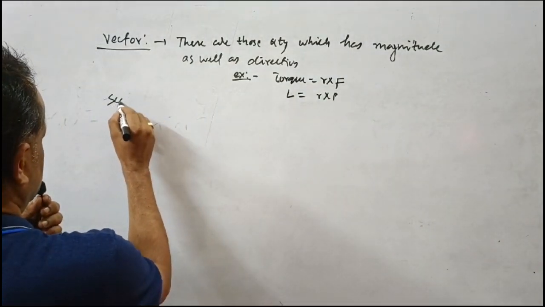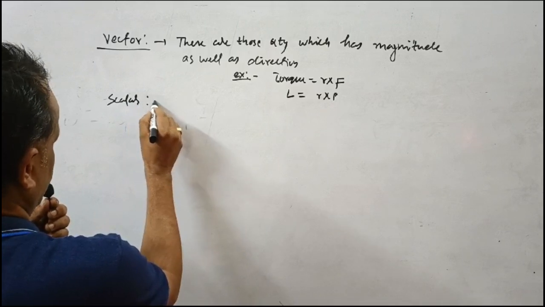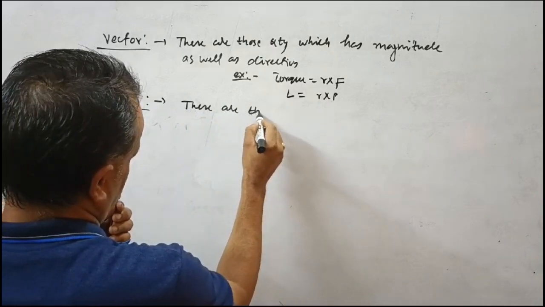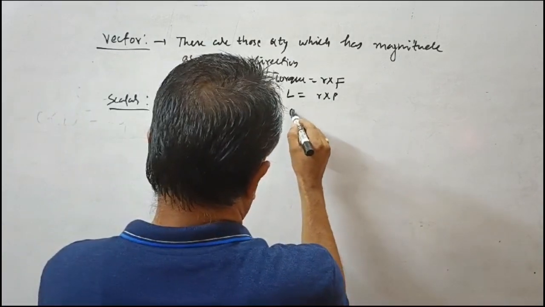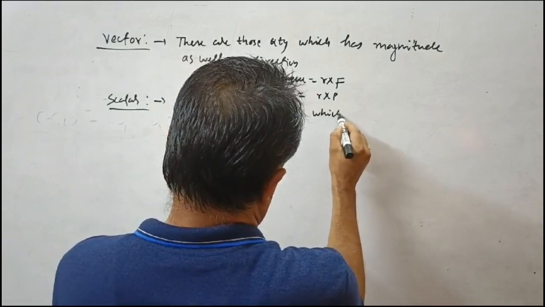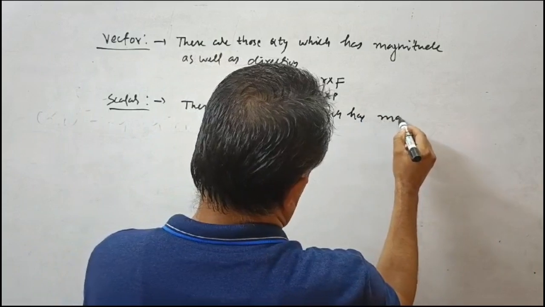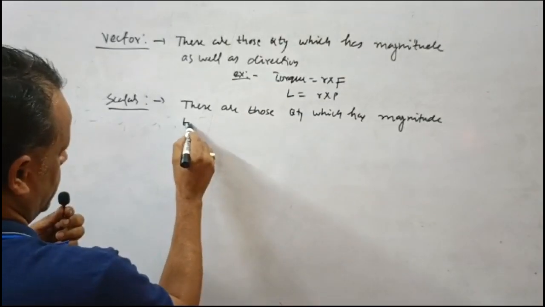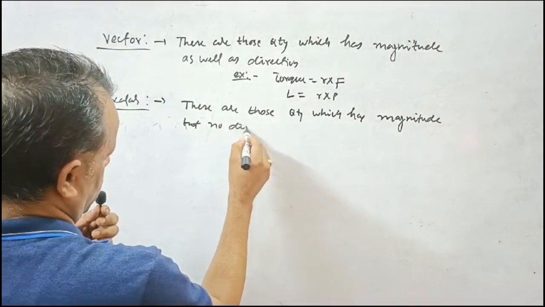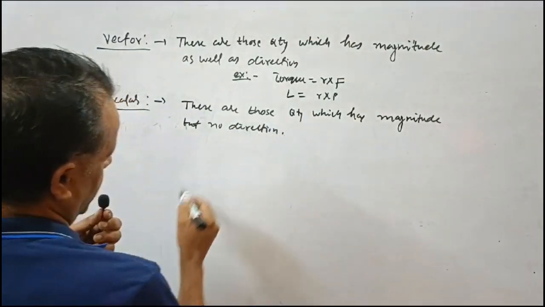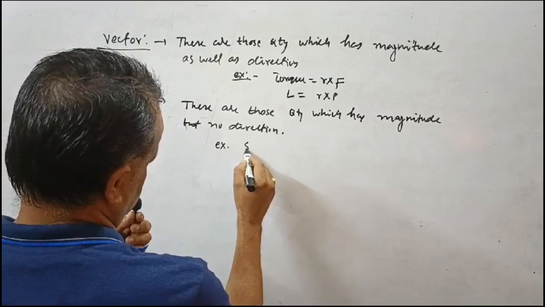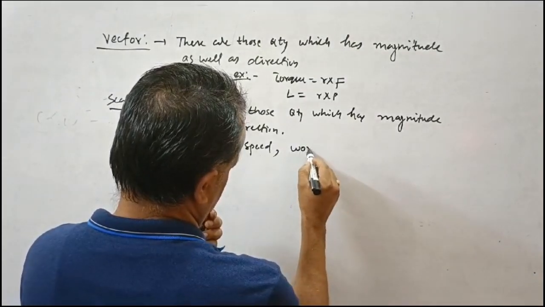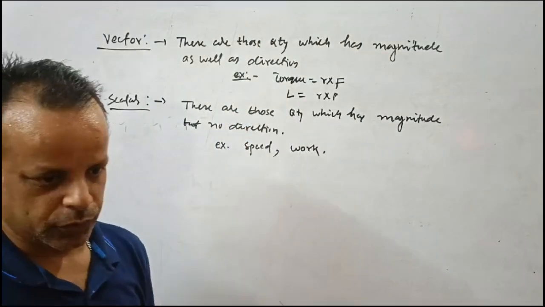Then we have the scalar quantity. We say that these are those quantities which have magnitude but no direction. Examples: we can say speed, we can say work, and so on and so forth.